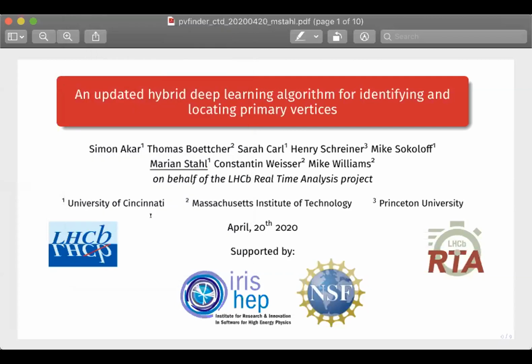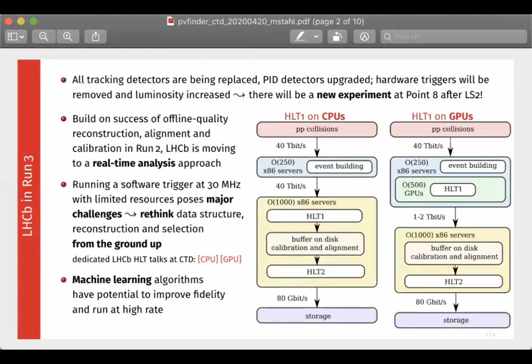Perfect. So sorry again for the delay, and I will now present an update to a deep learning approach to PV finding. Our motivation is the LHCb experiment in run-free, but this approach can also be applied to other tracking challenges. In run-free, we are currently removing all tracking detectors, and we are upgrading the PID detectors. Also, as you have heard before, the hardware triggers will be removed and the luminosity will be increased. So I think it's fair to say that there will be a new experiment at point 8 in run-free.